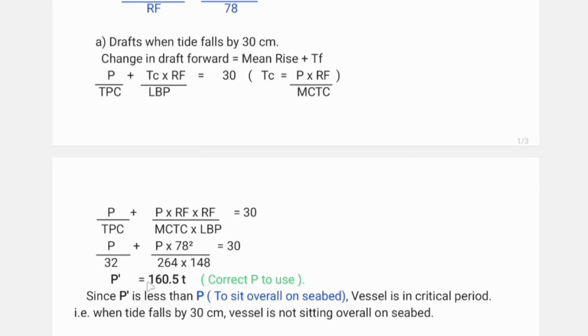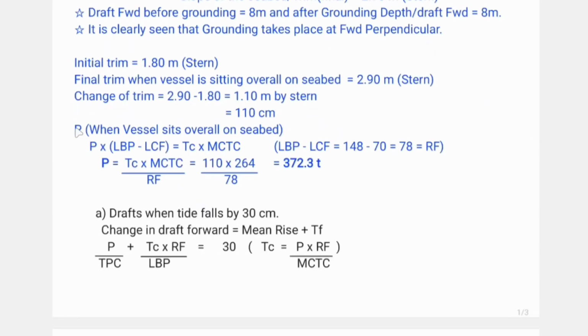This P, that is P dash, just to avoid confusion, I have put this one as P dash. That is when draft falls by 30 centimeter, and the other one, blue P, is P when vessel sits overall.